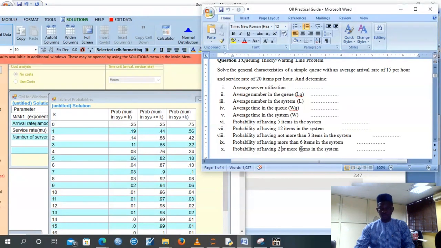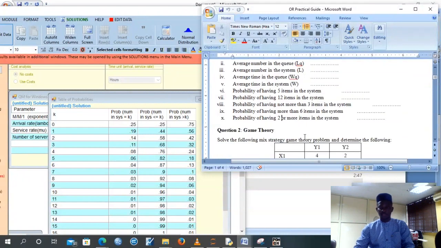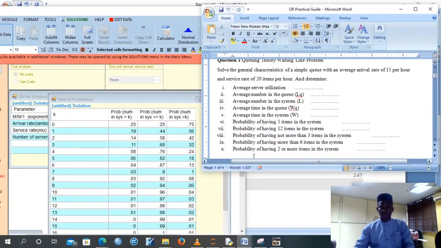Again, probability of having 2 or more starts from 2 and 3 and continues like that. But in this format, there is no probability of greater than or equal to k. So what we can do is pick probability of 2 and probability of greater than 2, so that 2 will be included. Probability of greater than 2 is 0.42, then probability of equal to 2 is 0.14. If we add the two together, that is probability of 2 or more, and that is 0.56. So that is the end of the first question, which is on queuing theory.